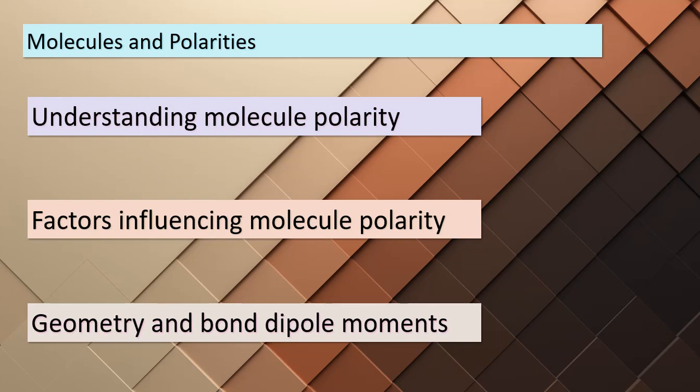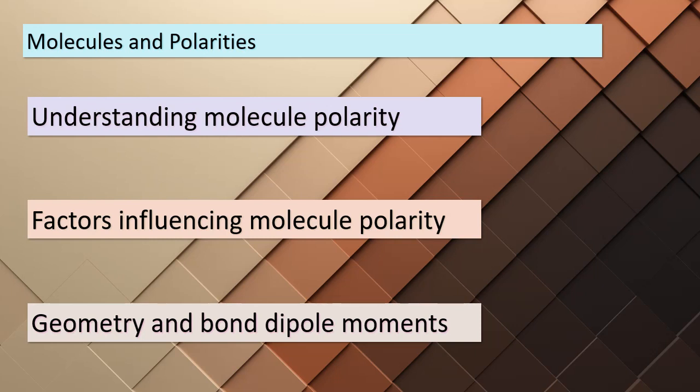Now, let's jump in. Molecular polarity is a crucial concept in chemistry. It's all about understanding how the arrangement of atoms and bonds within a molecule can result in either a polar or nonpolar nature. There are a few key factors that influence whether a molecule is polar or nonpolar, and one of them is its geometry.